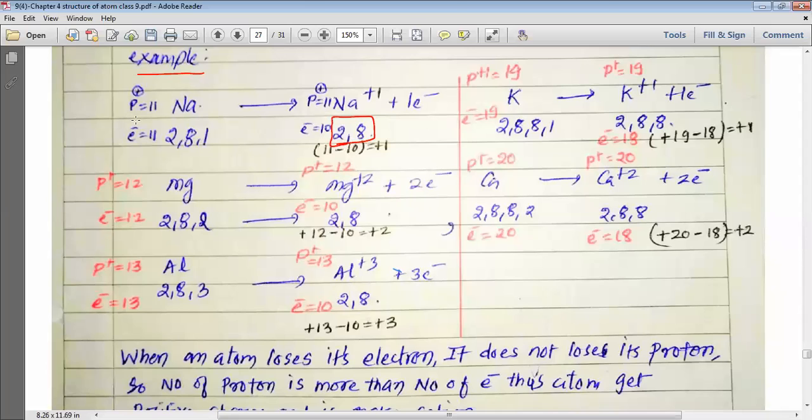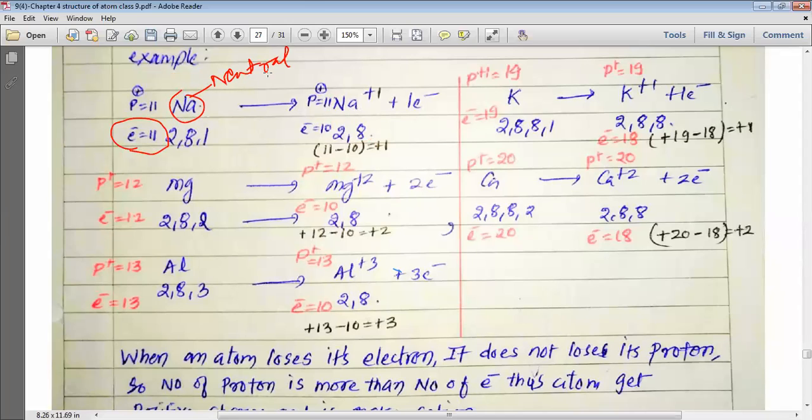Now you know that initially there were 11 protons in the sodium. The protons remain the same, only the electron comes out. But my dear students, if you look at the electrons, initially in the neutral sodium there were 11 electrons, which was equal to the protons, and that is why the sodium was neutral.